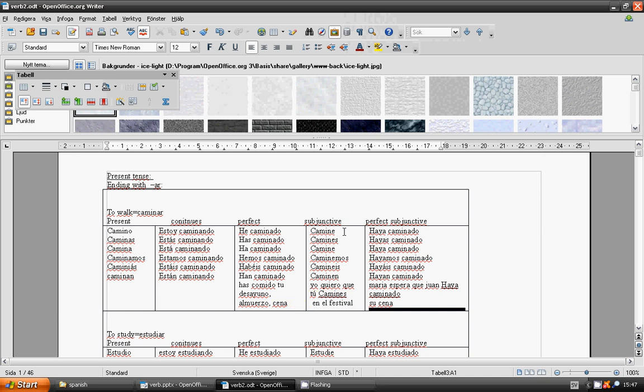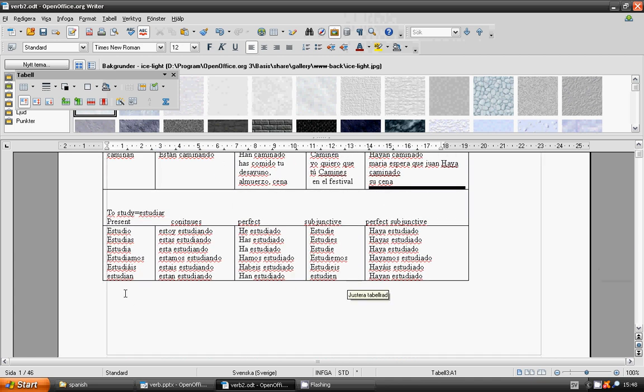To study, estudiar: estudio, estudias, estudia, estudiamos, estudiáis, estudian. Estoy estudiando, estás estudiando, está estudiando, estamos estudiando, estáis estudiando, están estudiando. Present perfect: he estudiado, has estudiado, ha estudiado, hemos estudiado, habéis estudiado, han estudiado. Present subjunctive: estudie, estudies, estudie, estudiemos, estudiéis, estudien. Present perfect subjunctive: haya estudiado, hayamos estudiado, hayáis estudiado, hayan estudiado.